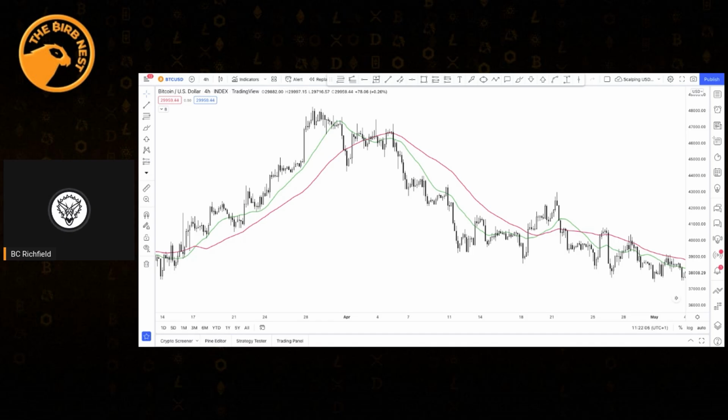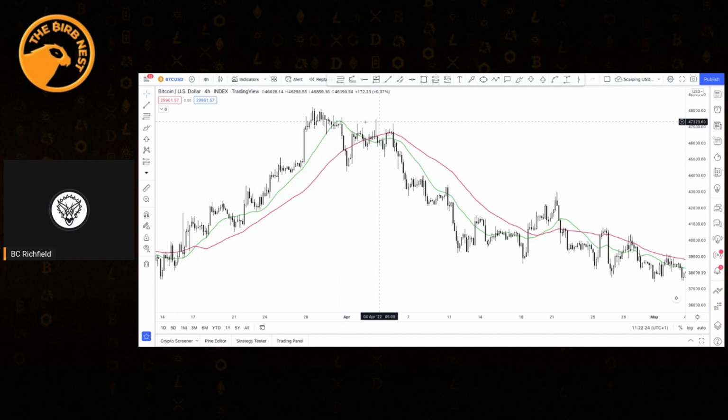So what we can see here is we've got the Bitcoin chart on a 4-hour, and I've just got a 20-period moving average, which is the green line, and a 50-period moving average, which is the pink line. Now, there's three areas that I'm interested in using moving averages.